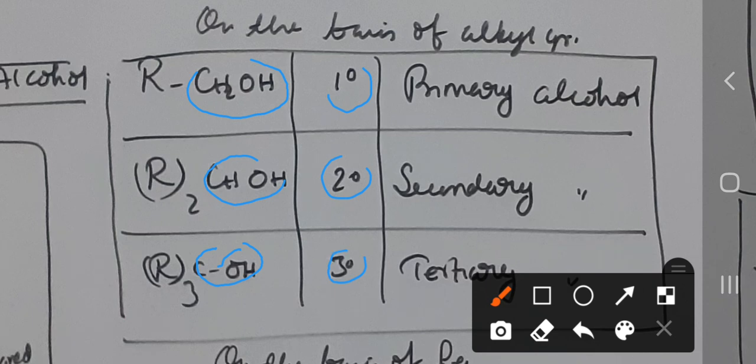The alkyl group may be simple, or in case of having more than one alkyl group, they may be identical or different. Anything is possible. So, on the basis of alkyl group, alcohols are classified into three parts: primary, secondary, and tertiary alcohol, which are considered as 1 degree, 2 degree, and 3 degree alcohol.